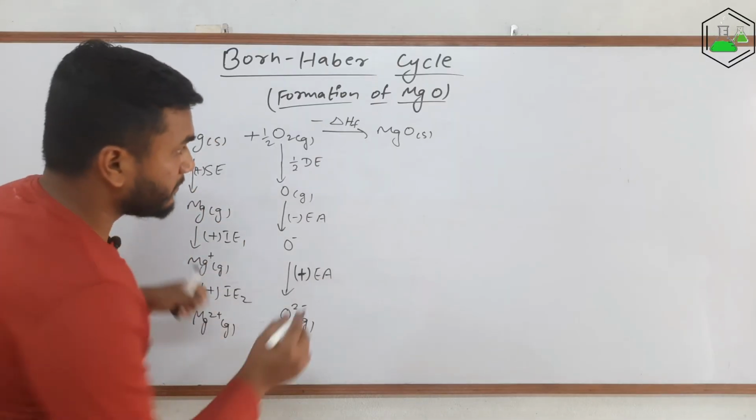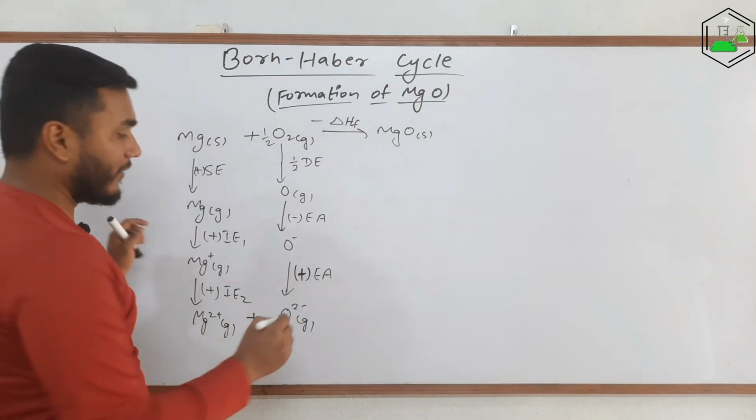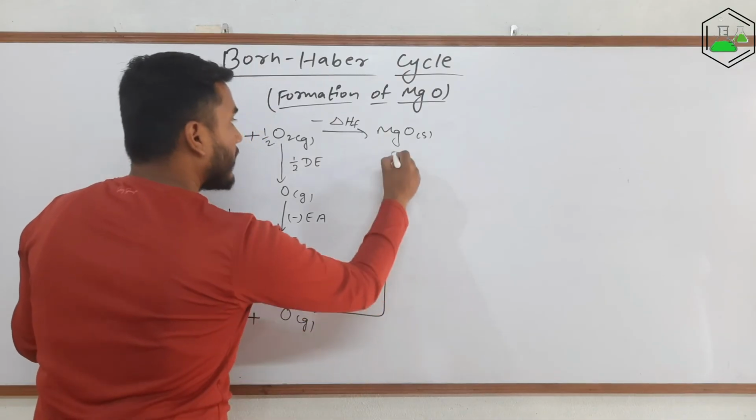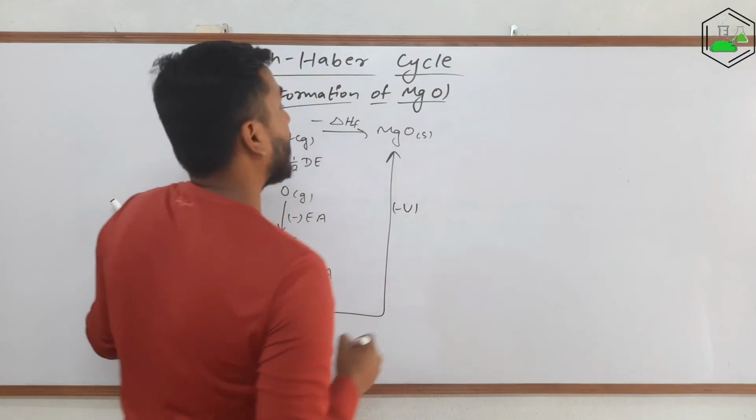because of the electron cloud repulsion. So finally Mg2 plus and O2 minus are ready for the reaction, and when they react they form this MgO, and some energy is released, that is called lattice energy.